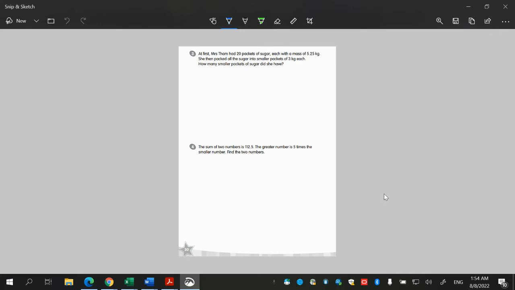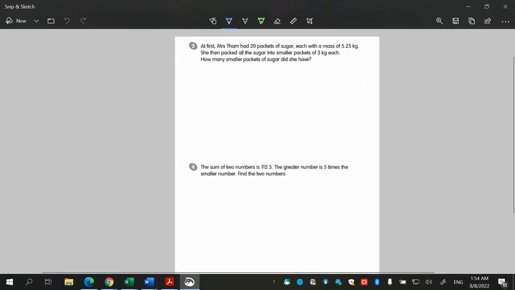Hi everyone. We're moving on to our level 2 word problems of decimals. This is the 5B workbook, page 30. We are looking at level 2 word problems, questions 3 and 4, starting with 3 first.